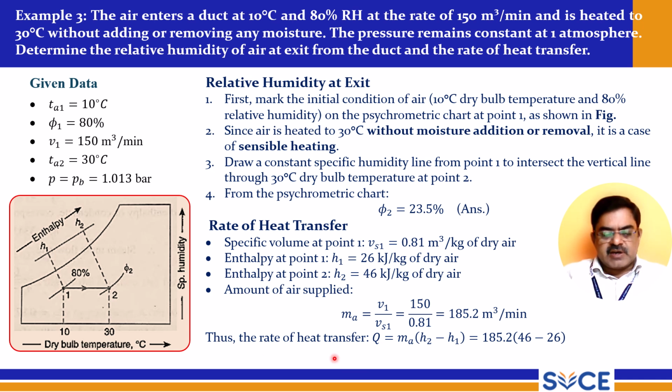So the rate of heat transfer Q equals MA times (H2 minus H1), and that comes to 3704 kilojoules per minute. So this is the heat transfer rate.